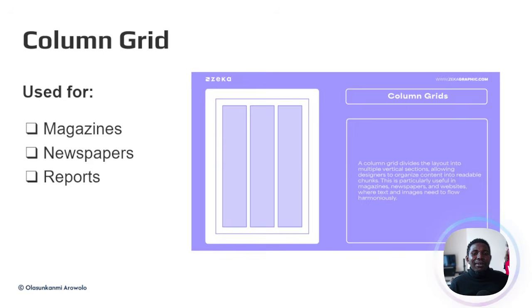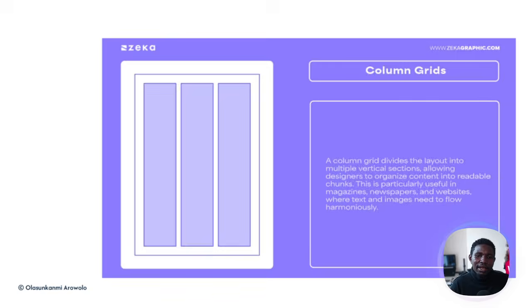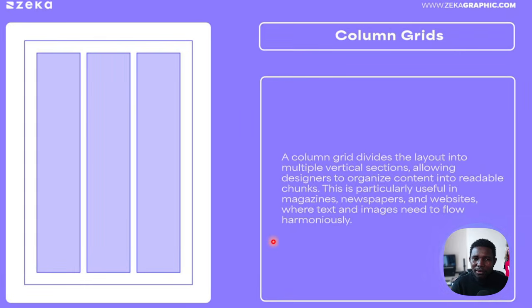And then we have the other kind of system, which is the column grid, used in magazines, newspapers, and reports. And this is what it looks like. Have a close look at this. Are you familiar? In fact, in the early days, a printout of something like this was used to plan how pages of newspapers will look. All right. Now, this is providing some clarity.